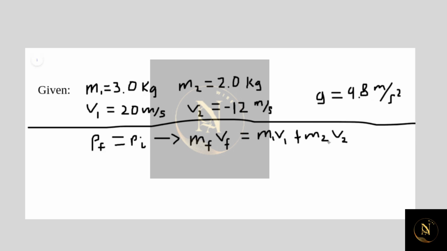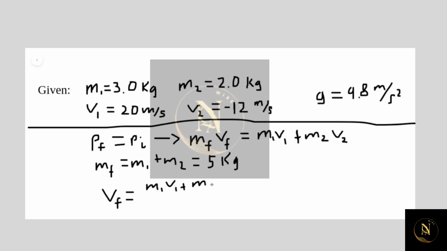Okay, well, the final mass has to be equal to, since it's completely inelastic, the combined mass of the two balls of putty before the collision. So it's m1 plus m2, which is equal to 5 kilograms. Now if we solve for the final velocity, we have m1 v1 plus m2 v2, remember, v2 is negative, divided by mf. If you plug all those values into this expression, this comes out to be 7.2 meters per second.